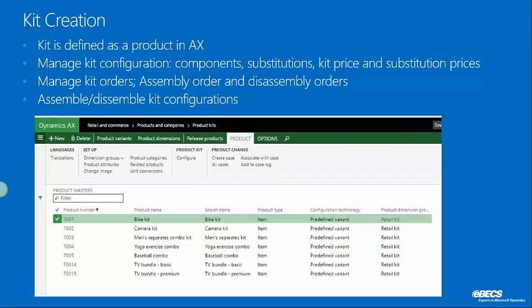So when you create a kit, it's defined as a product in AX. Then using the kit configurator, I can add components of that kit. I can also add substitutions of those components, as well as kit prices and substitution prices. And from the retail itself, I can manage my kit orders and do an assembly or a disassembly order, and do an assembly and disassembly kit configuration.